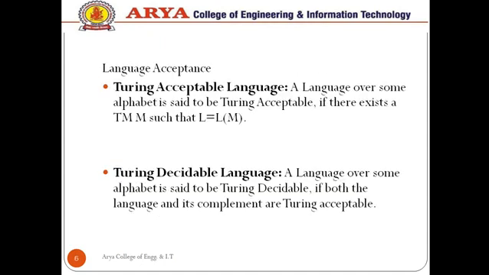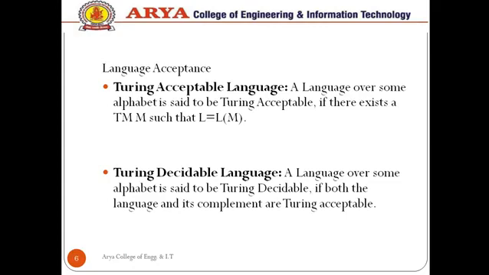Next, we study the Turing machine acceptable language and decidable language. A language over some alphabet is said to be Turing acceptable if there exists a Turing machine such that L is equal to L of M, where L is the language generated by the machine M. A language over some alphabet is said to be Turing decidable if both the language and its complement are Turing acceptable. For the decidable language, we have to find the complement of the given language, and the complement of this language is also acceptable.